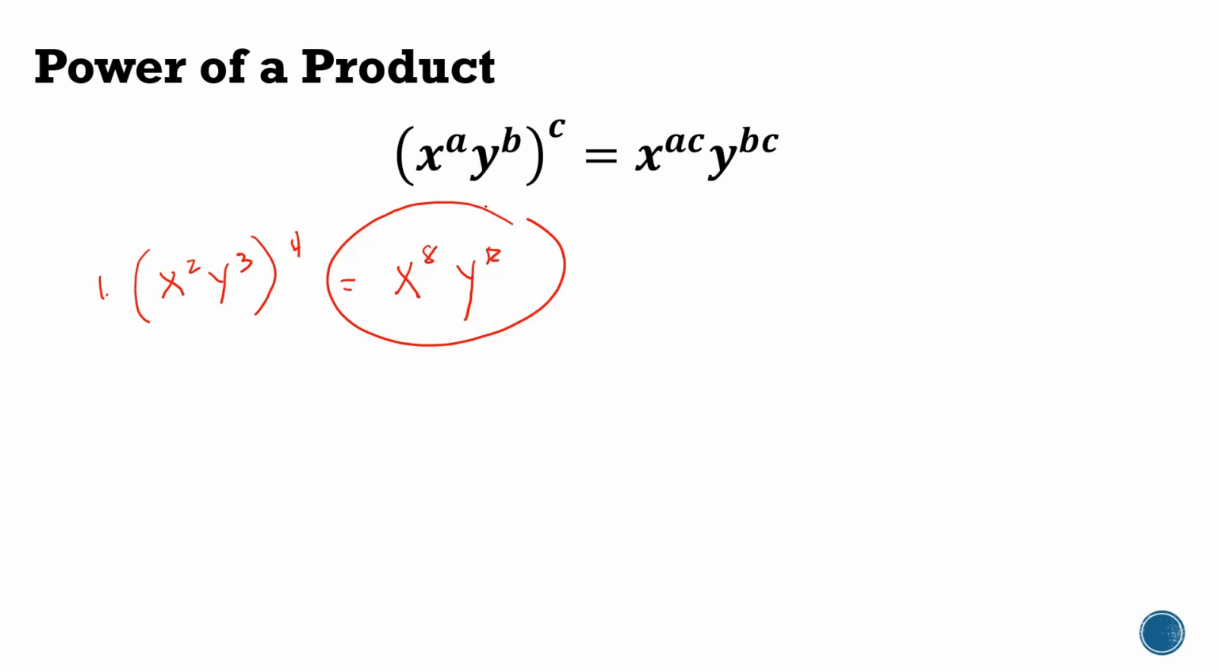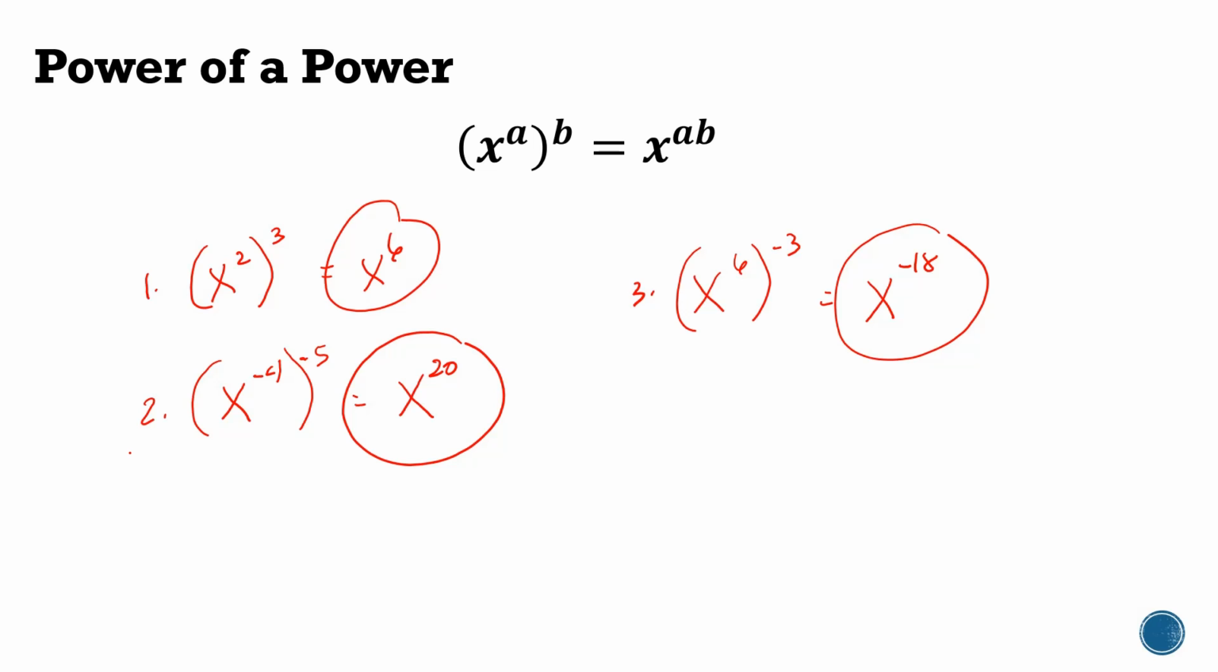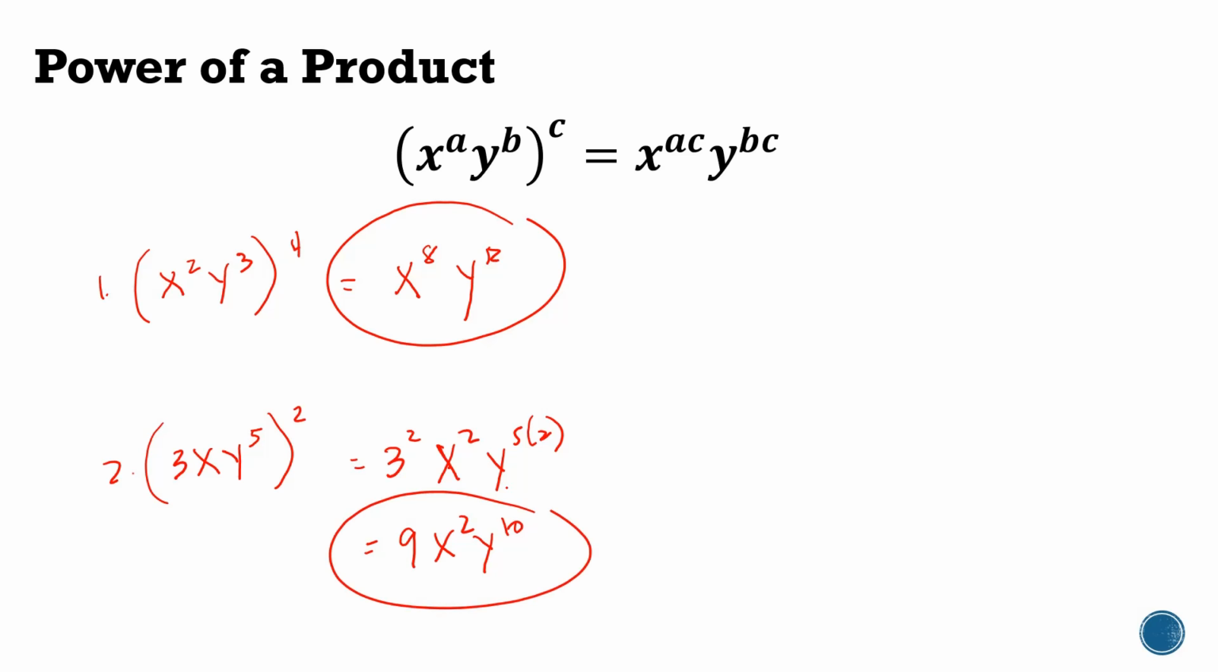Okay, number 2, second example, what if we have a numerical coefficient? Okay, this also applies here. I was not able to give you an example for that, but yeah, let's do that here. Let's say there's a 3 here, and then x, and then y raised to 5, and then there's a square. So that's 3 squared. I will write it here first. X squared, and then y raised to 5 times 2. 3 squared means 3 times 3, that's 9. X squared, y raised to 10. Okay, 5 times 2 is equal to 10.